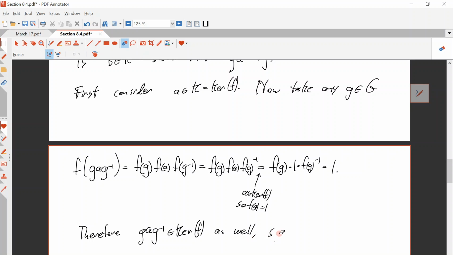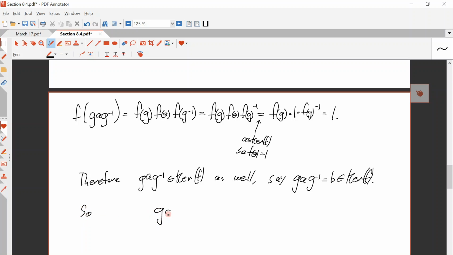Okay, say GAG inverse is equal to B, right, which is an element of the kernel. Right, so GAG inverse is equal to B, so GA is equal to BG as required. All right. And that's the relationship that we were going for. Okay. So the kernel of a homomorphism is always a normal subgroup. Okay.